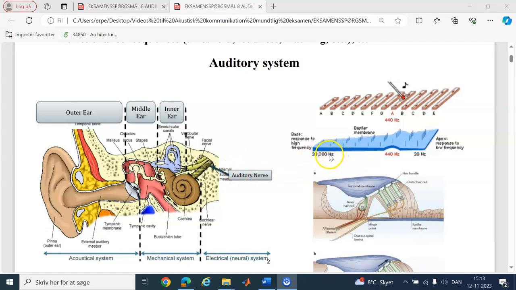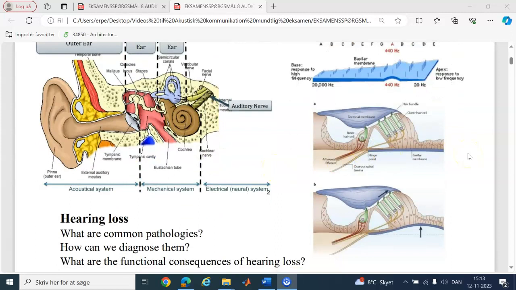Okay, we have some tones playing, A, B, C, D, E, F, G, for instance music or voices. The base responds to high frequencies, up to about 20,000 hertz, and the apex responds to low frequencies, for instance the tone A. We have this organ of Corti with the tectorial membrane and the hair cells, inner hair cells and outer hair cells. The outer hair cells bring the tectorial membrane to move and enhance the basilar membrane vibrations.